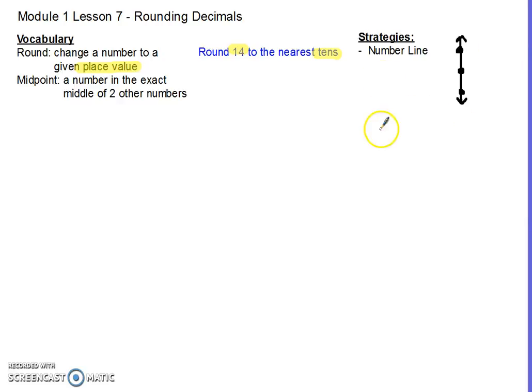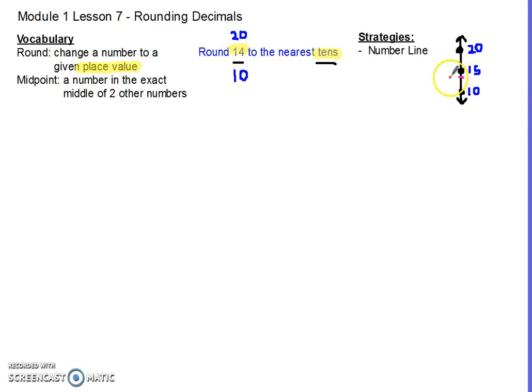So let's take a look here on our number line. We're rounding 14 to the nearest tens, and so we want to ask ourselves, what's the 10 below 14? That would be 10, and we're going to put that on our bottom. Then we want to ask ourselves, what's the 10 above 14? That would be 20, and we would put that number up top. Now our midpoint would be the exact number in between these two points, which is 15.